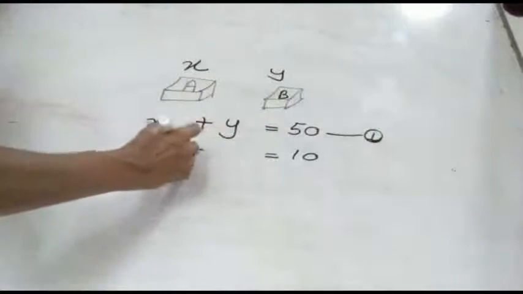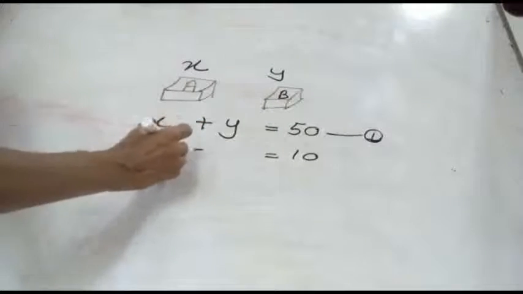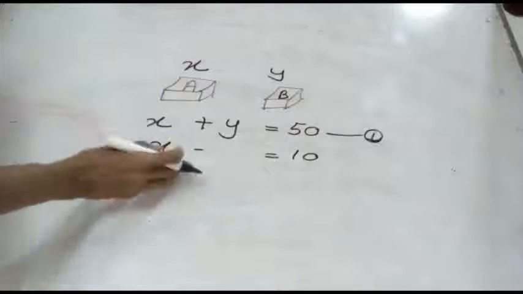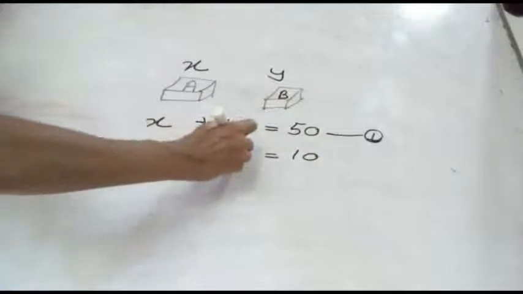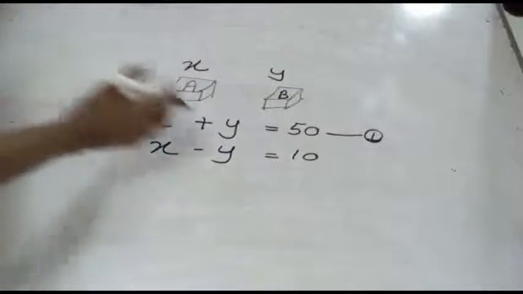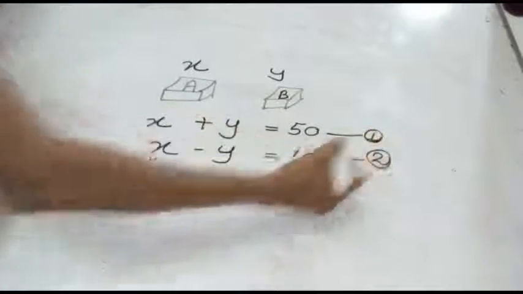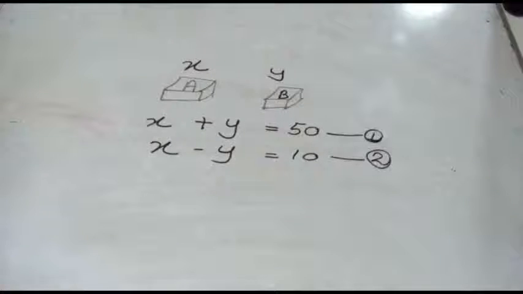Then the subtraction of the masses of these 2 parcels is 10 kilograms. The mass of the parcel A is x kilograms and the mass of the parcel B is y kilograms. So y subtract from x is equal to 10. We name this equation as 2. Now we solve these equations and find the values of x and y.